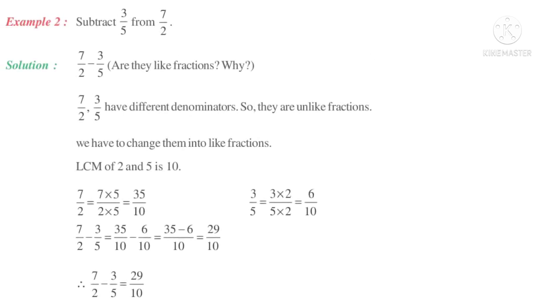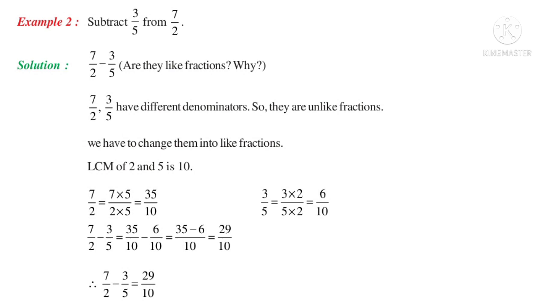Now let us take example 2. Subtract 3 by 5 from 7 by 2. Solution: 7 by 2 minus 3 by 5. Here observe that the denominators 2 and 5 are different. So these are unlike fractions. So to do subtraction we have to convert it into like fractions. For this we have to find out LCM. LCM of 2 and 5 is 2 into 5, that is equal to 10.